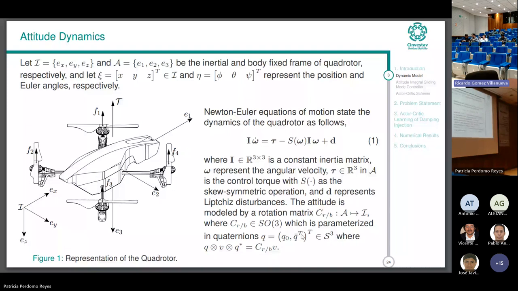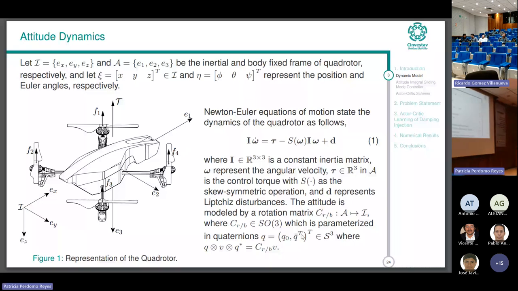We start with the attitude dynamics for the quadrotor, considering the Euler angles and the inertial and body frames that are present in figure one. And the model dynamics is explained in the first equation, where the matrix J is the inertia matrix, with the other parameters. In particular, we can rewrite this expression in order to obtain equation number two, which is the open loop equation. And the variable F is the extended error.